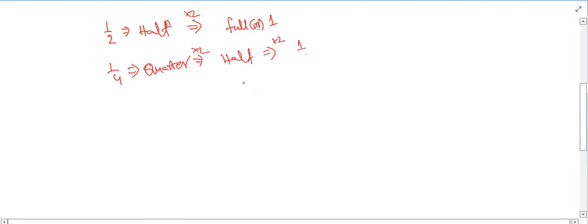So if the direct fraction is given, we can think like this. If a mixed fraction is given like 3 and a half, what is the double of 3 and a half? Simply 3 double is 6, half double is 1. Together 7. So in this way also we can.